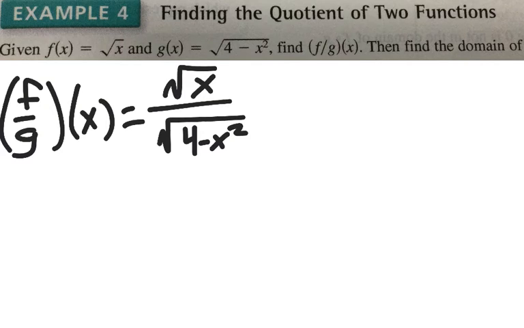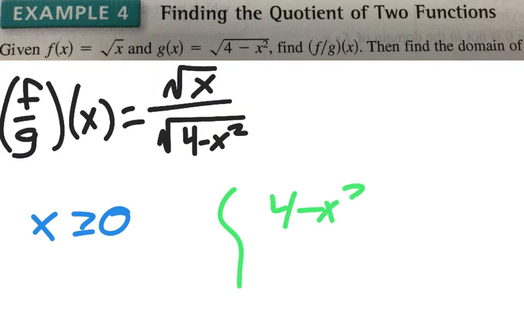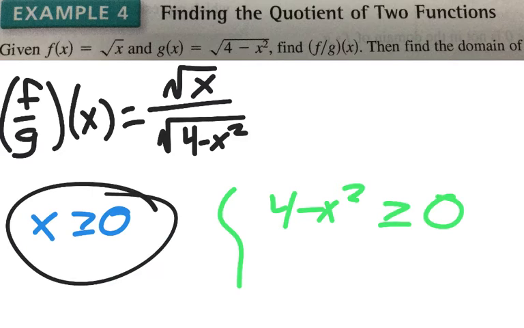So first, square roots cannot be negative. So what's underneath the radical must be greater than or equal to 0. And what's underneath the other radical must be greater than or equal to 0. So this one's solved.